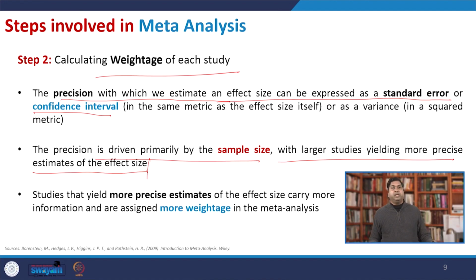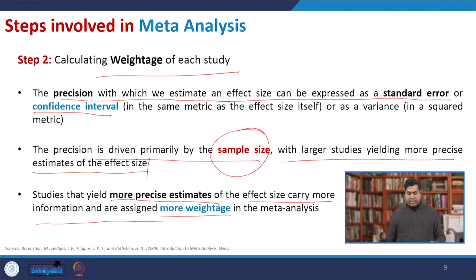So, we discuss this particular part, that sample size plays a crucial role. If you only go for a minimum sample size and then you want to capture more input or more insight out of that, there might be some sort of issues. So, for that you need to make your sample size good enough to get a precise estimate. Studies that yield more precise estimates of the effect size carry more information or are assigned more weightage. So, definitely whenever we have a more precise estimate, it will be assigned more weightage in the meta analysis.